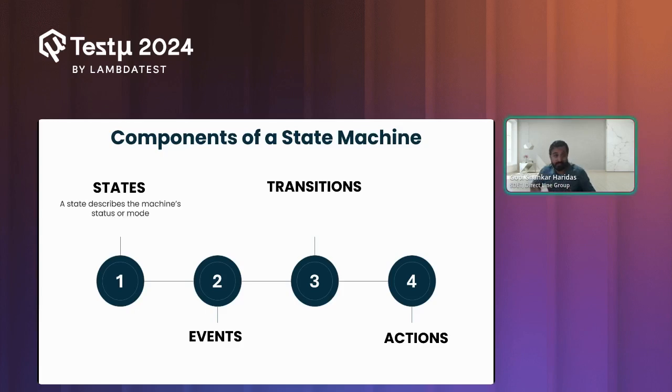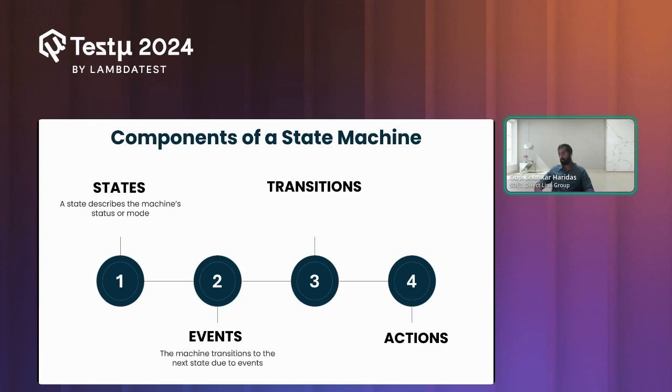A state describes the machine's state at that particular time. It can be either idle or ready, or idle or busy. The machine state at that particular time is what you call a state. Our application behaves in different states, and they are all marked as separate states, categorized in the state machine.